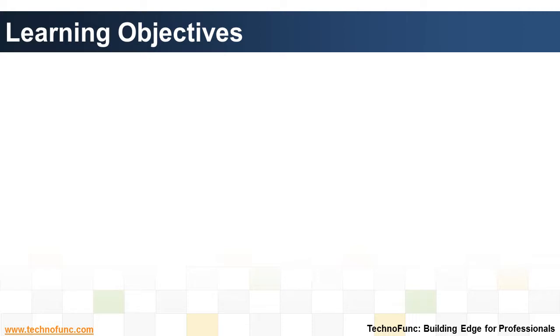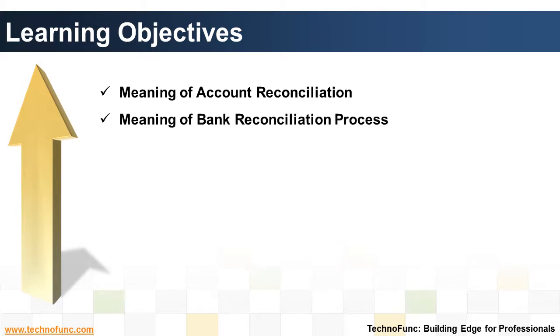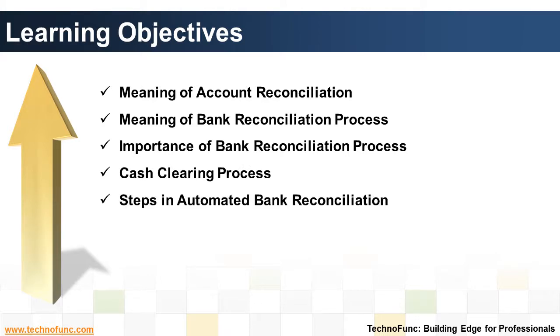The learning objectives of this capsule are: learn the meaning of account reconciliation and its importance in controllership process. Meaning of bank reconciliation process and its importance. Understand the cash clearing concepts and complete process. Learn the steps in automated bank reconciliation along with steps in manual bank reconciliation.